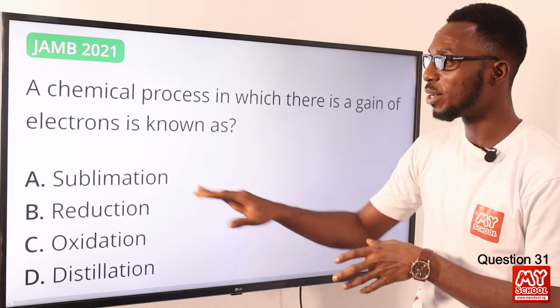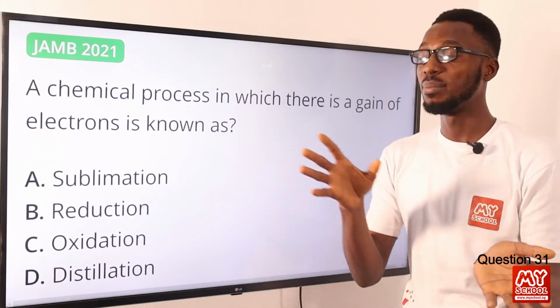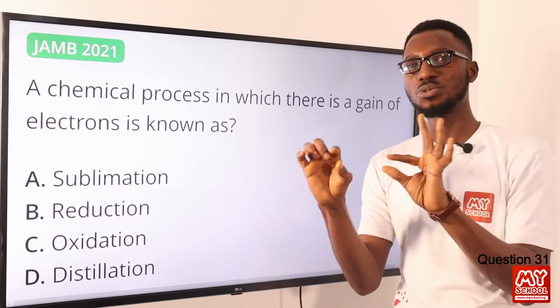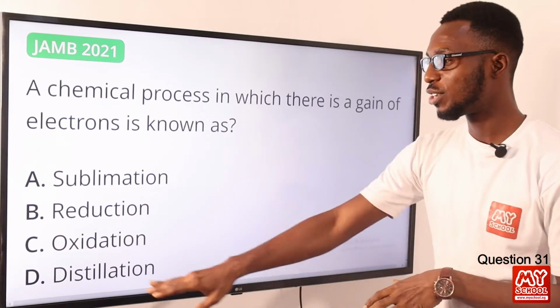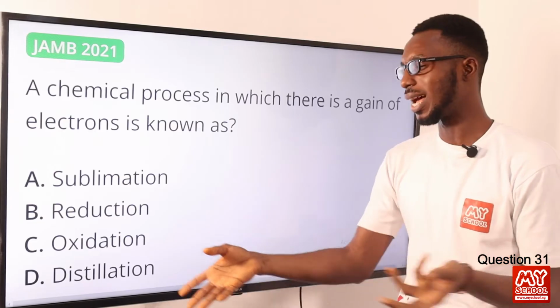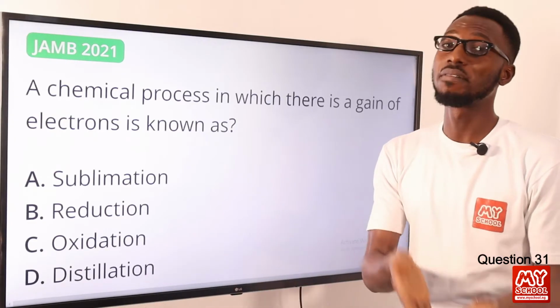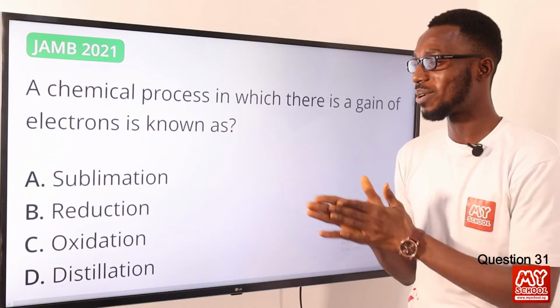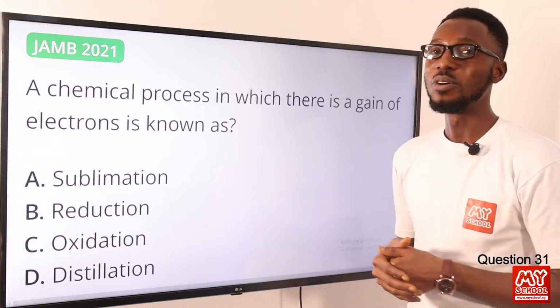Okay, we see that. So sublimation is a change of state, probably let me say from solid to gas without passing through the liquid phase. You see that. Okay, distillation is a physical process, how you can recover solvent from a solution. All right, so the correct option is option B for reduction.